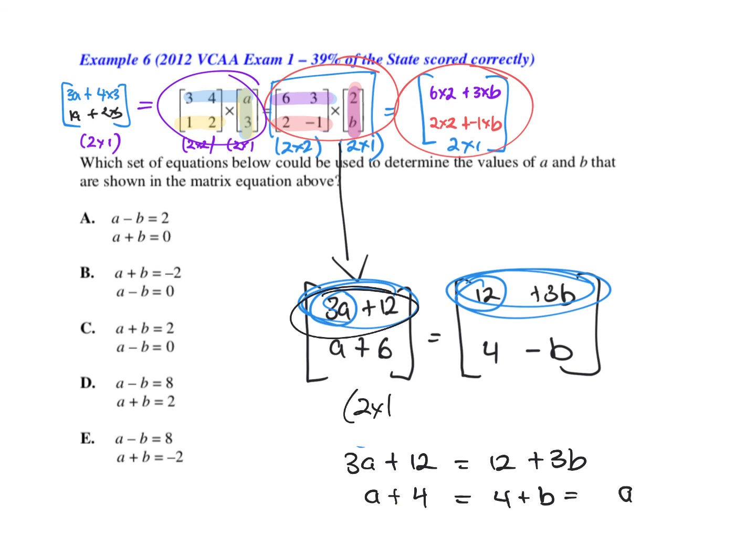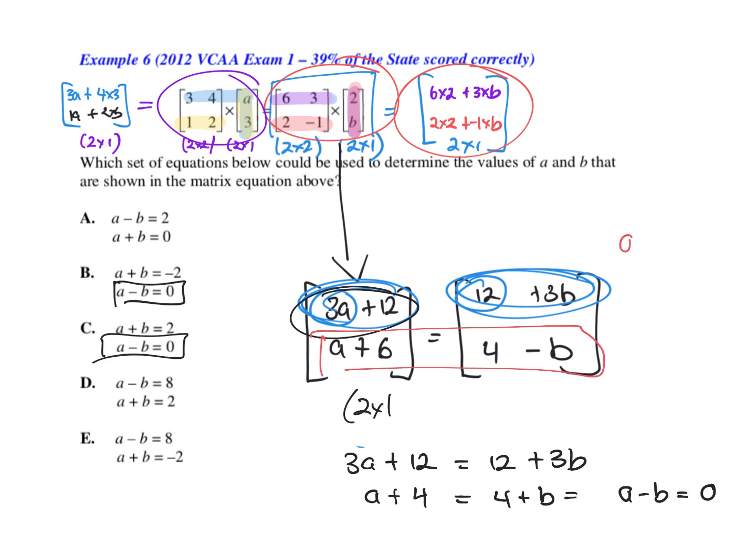Or you could bring that, I'm going to bring b over here. It'd be a minus b equals 0. Is that one? Yeah, it is. So this is one. And is there another one that has that? Here? Yeah.